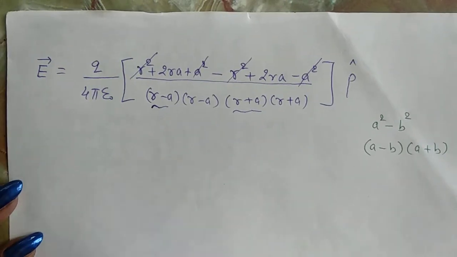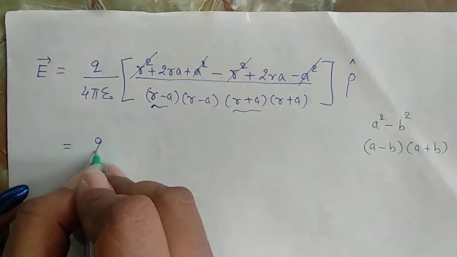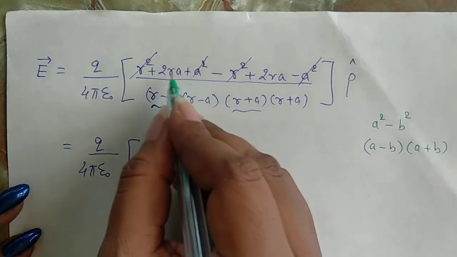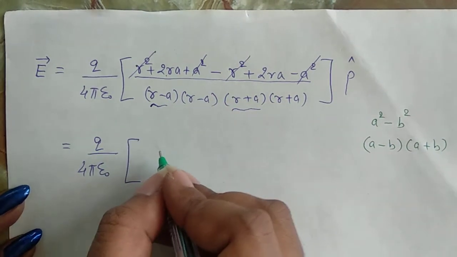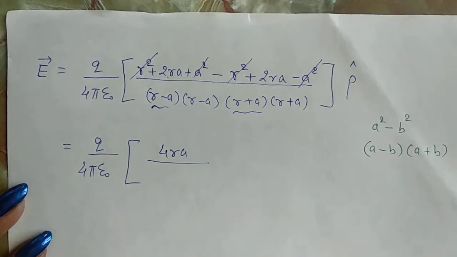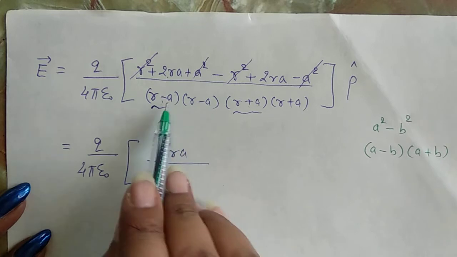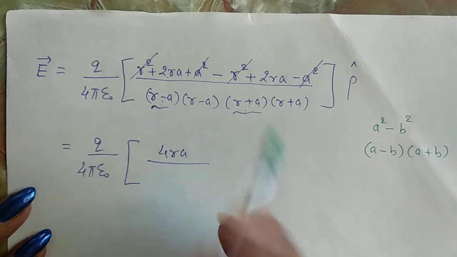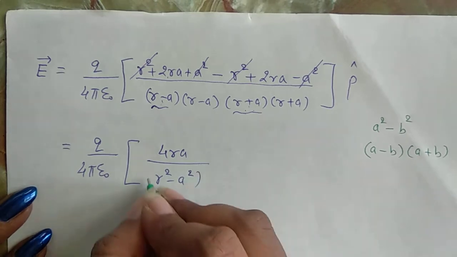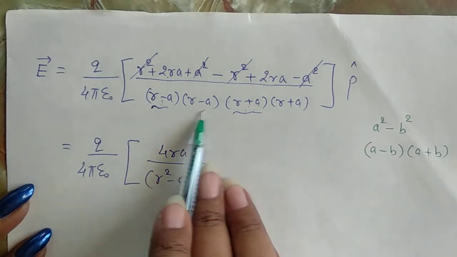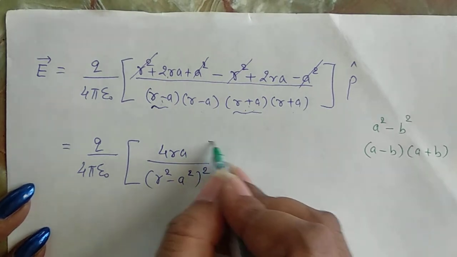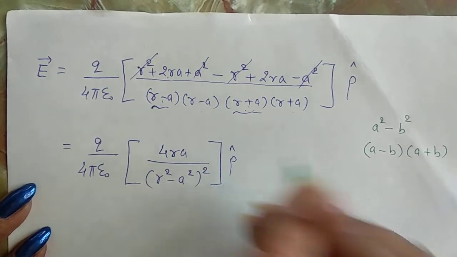So now we'll be writing in the numerator, add these two terms, so it will give you 4ra, and in the denominator, the solution of this is r square minus a square. Again, the solution of this is also r square minus a square. So I can write here whole square into p cap.